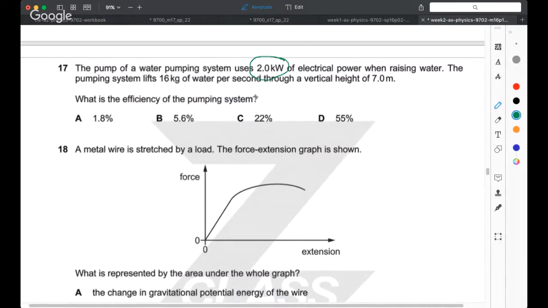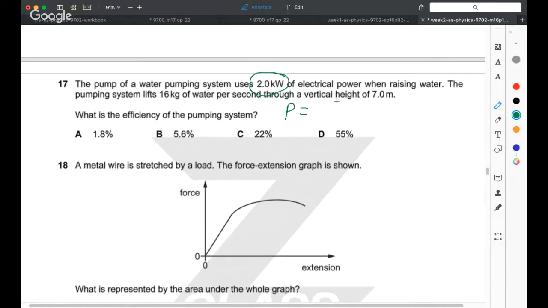It doesn't give you a lot of equations. Yeah, okay. So what's the equation of power? Power. So P equals F times V is one. What is power equal to? Work done over time.